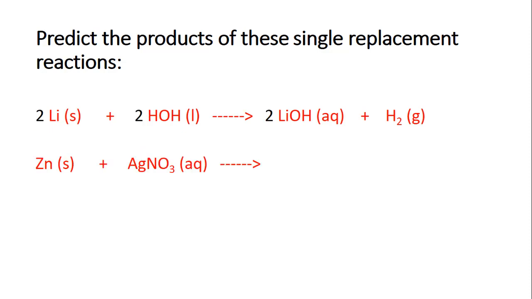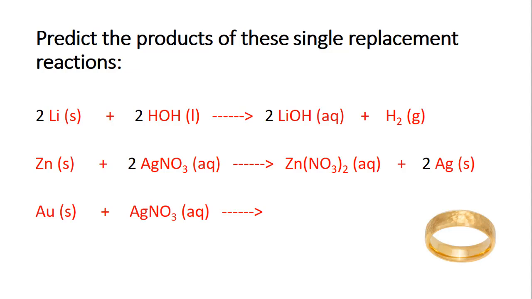Our second example involves zinc being placed in a solution of silver nitrate. Take a moment, think about it. Can the zinc kick out the silver that we see in the silver nitrate solution? It definitely can. Therefore, the zinc now combines with the nitrate. Using our ion charges, we form zinc nitrate, and solid silver would be our other product.